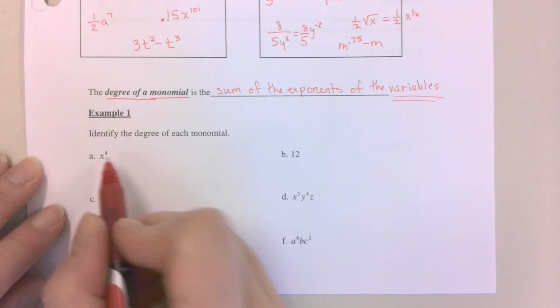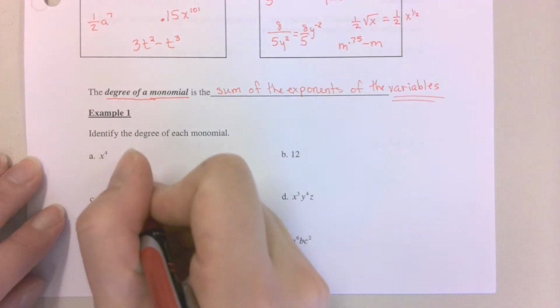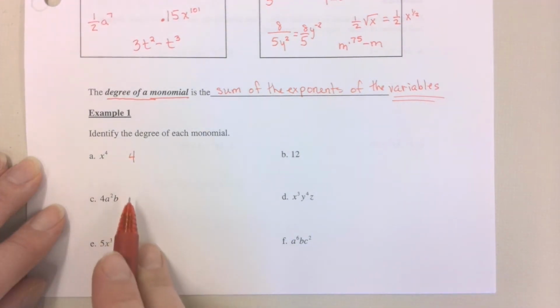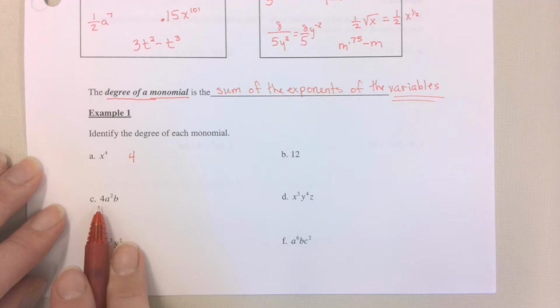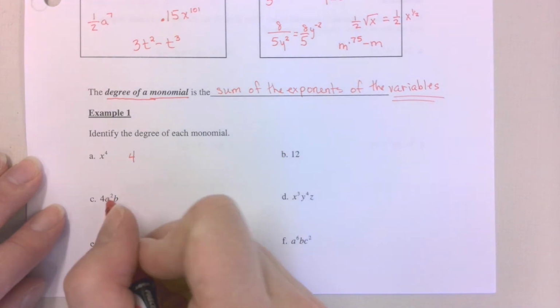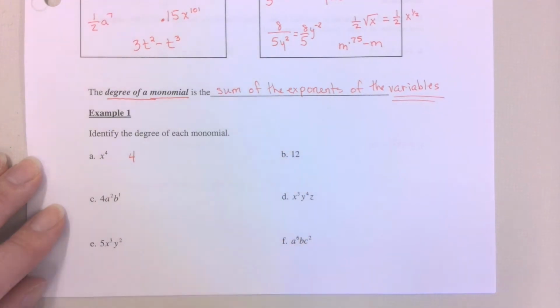So this is x to the fourth. There's only one variable, so the degree is simply 4. I'm going to go vertically down here. When I have this, the 4 is my constant. I'm not worried about that. I'm looking for the sum of the exponents of the variables. A has a degree of 2, but don't forget, b has a degree of 1 that's not written. So the degree of this term is 3.